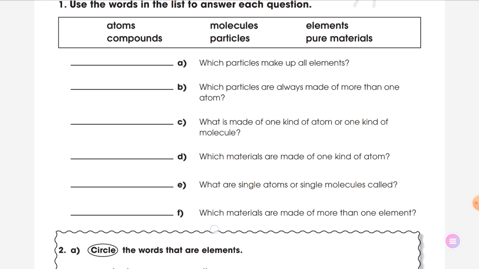Now, Maya, single atoms or single molecules are called particles. So E is particles. And again, this is confusing. That's why we're going over it. And F, which materials are made of more than one element? Jude? Compound. Compounds, yes. Okay, and again, that was tricky. So the first, yeah, so A was atoms, because that was the only one left. Yep, B was molecules. C, pure materials. D, elements. E, particles. F, compounds.